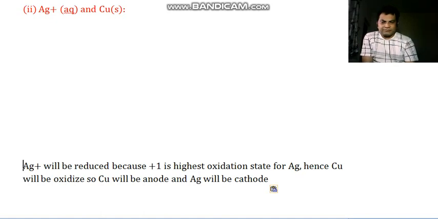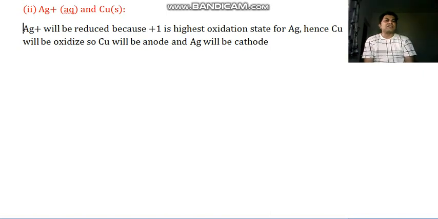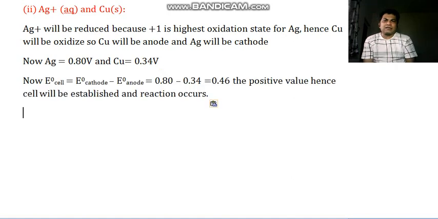So read this. ચલો આના માટે લખેલું છે આપણે કે Ag plus will be reduced because +1 is the highest oxidation state of Ag and Cu will be oxidized. So Cu will be anode and Ag will be cathode. હવે anode minus cathode બંનેના આપણે શું મૂકીશું? Next point is to write their values from the table. Ag ની વેલ્યુ 0.8 અને પેલાની વેલ્યુ 0.34 છે. We have put and the answer is this. Okay, so simple. અહીંયા પણ પોઝિટિવ આન્સર આવ્યો. That's why it will go on.